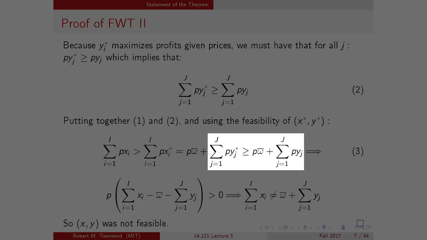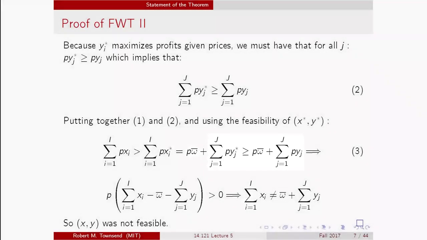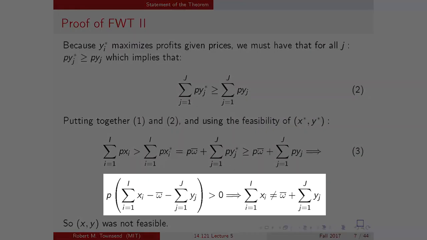And so now we again do this trick. We take prices, put it on the outside, and look at all terms inside the parentheses. And we've got the Xi over here and the omega bar and the Yj here. So we collect those terms together and we get this statement. But if this is greater than this, then when you subtract them, it's greater than zero. So we finally arrive at the contradiction.